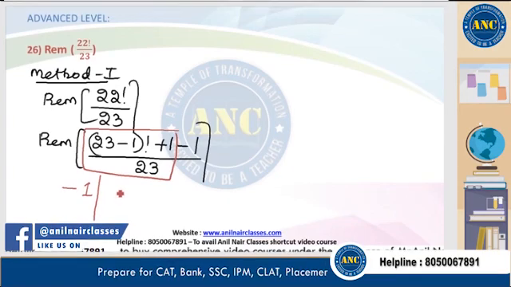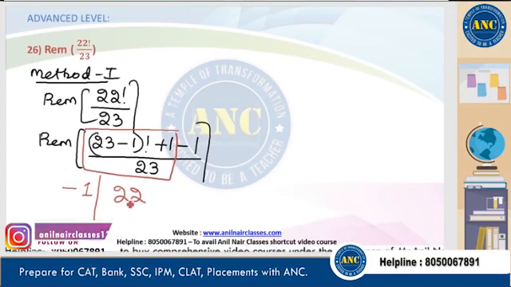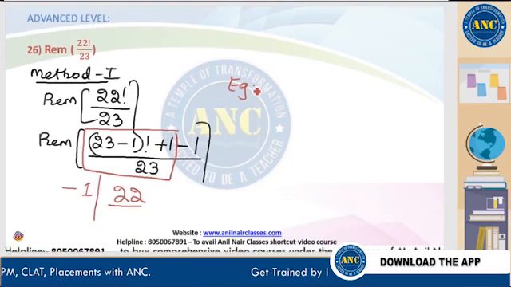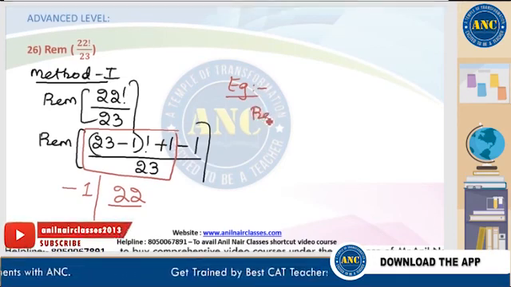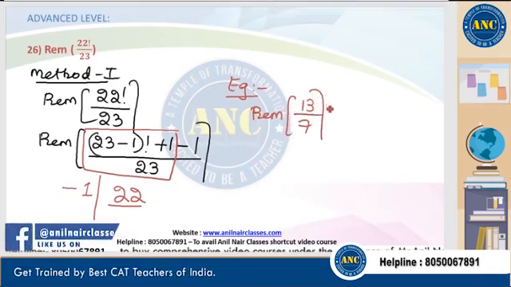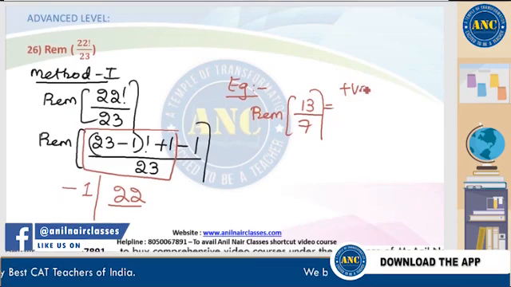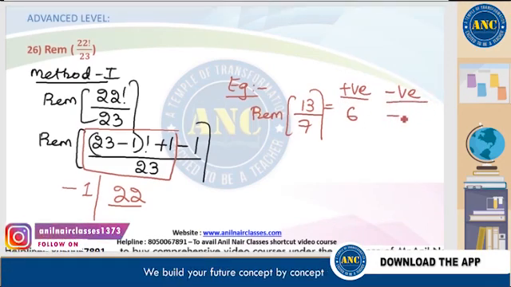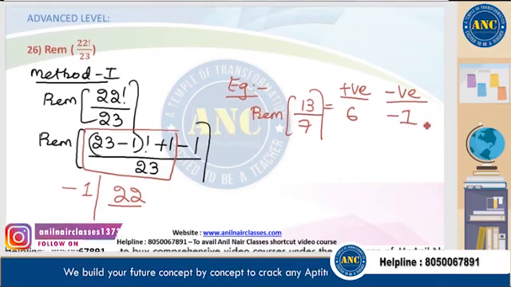Negative remainder is minus 1. If you get a negative remainder, add it with the denominator. 23 minus 1 is 22. For example, 13 divided by 7. 7 ones are 7, positive remainder is 6. 7 twos are 14, negative remainder is minus 1.